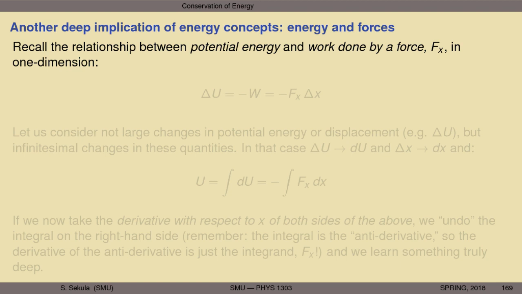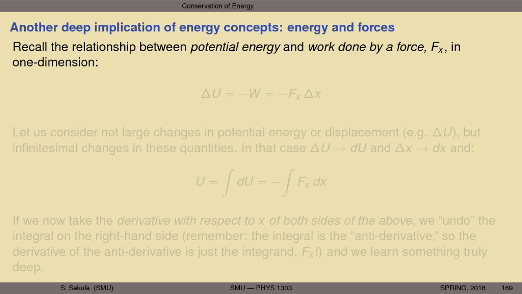At the most microscopic scales, it is this description of forces and energy that is the most convenient and the most successful at describing extremely complex things that are happening in nature. So, for instance, let us recall the relationship between potential energy and the work done by a force, which I'll label F with a subscript X, in only one dimension.